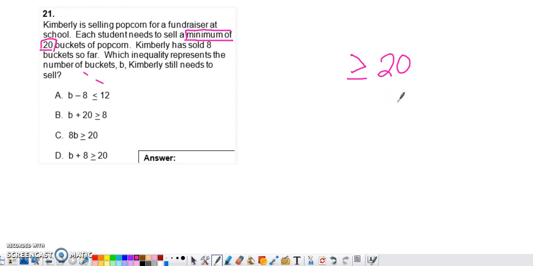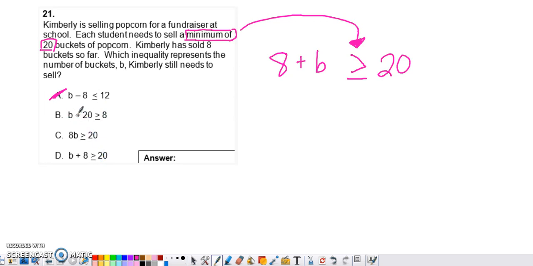Okay, so Kimberly has already sold 8 buckets. So she needs to sell more. So sell more buckets, which we don't know what they are, so variable B. So 8 plus B, our unknown amount, has to be greater than or equal to 20. But first of all, hang on, our minimum of means greater than or equal to. Minimum of means greater than or equal to. So look at your symbol first of all. This one's out because it's less than or equal to. And the rest of these are greater than or equal to.